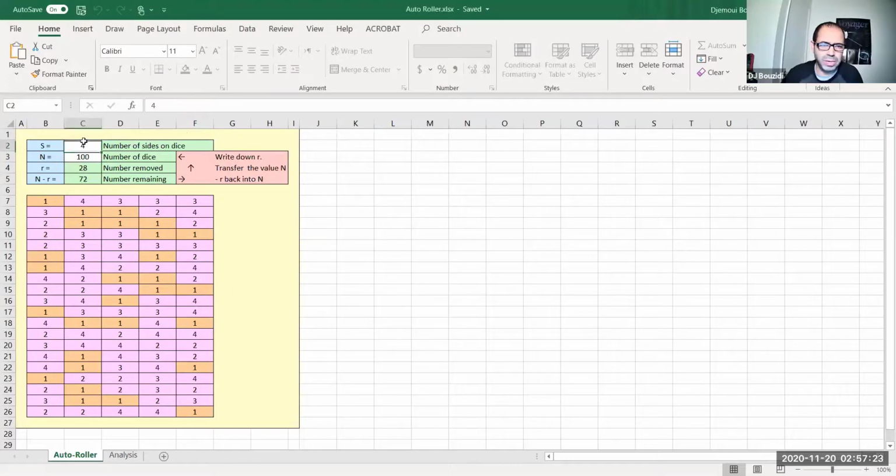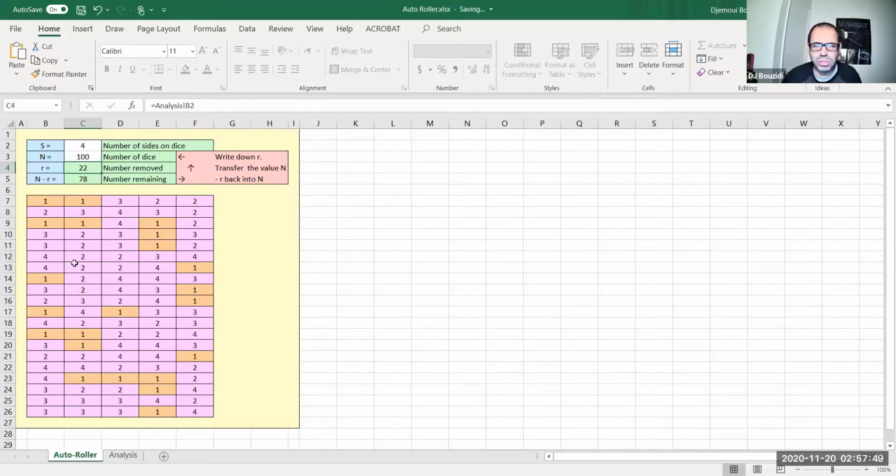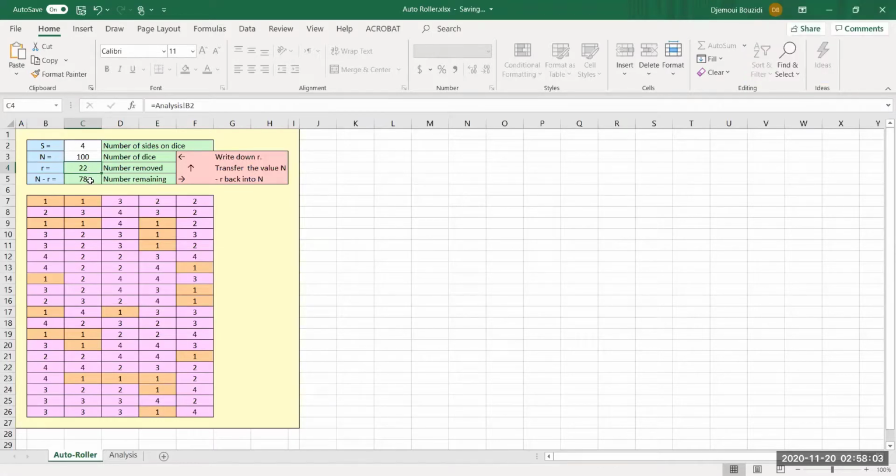So the first thing I'm going to do in here, I'm going to make sure I have a 4 in there, and I have 100 in there. Those are the only 2 fields I can change anyway. Now it's telling me 22 of them have been removed. 22 of them came with the face 1. Do you guys see that? I don't need to count them, but they are coming 1. All of the others that are still in play are not 1. They are any number other than 1. They could be 2 or a 3 or a 4. Yes? So 22 are removed, 78 are still in place.